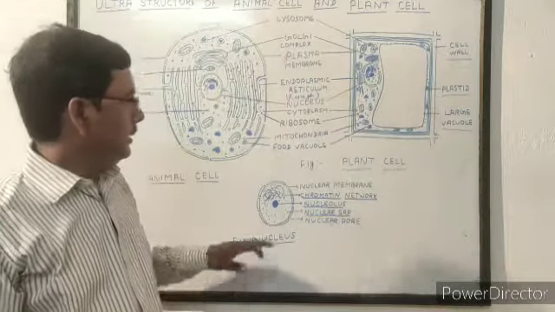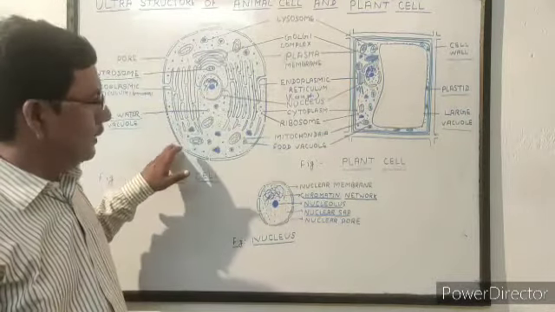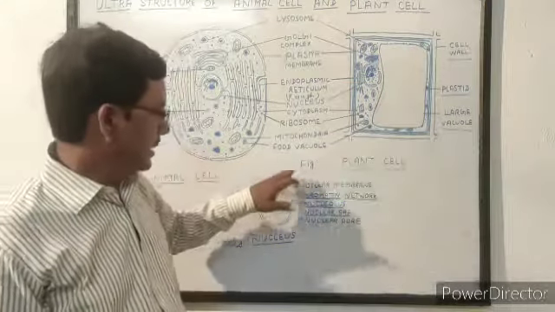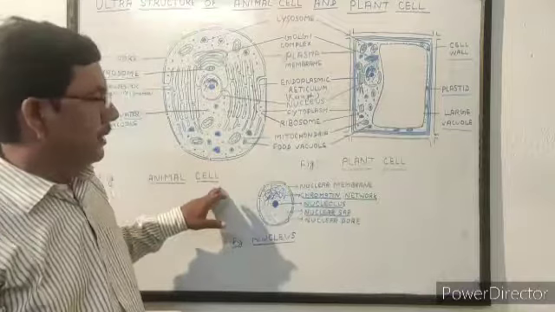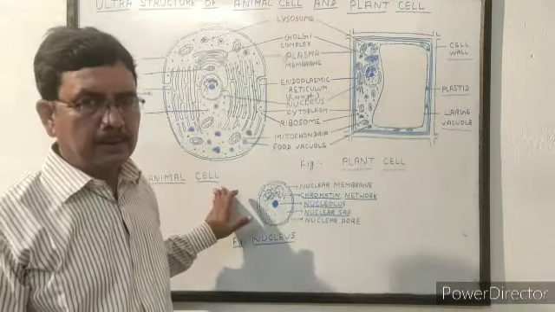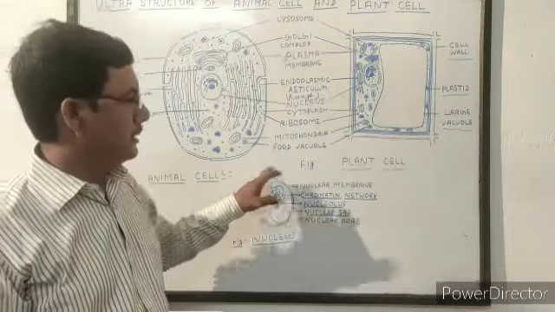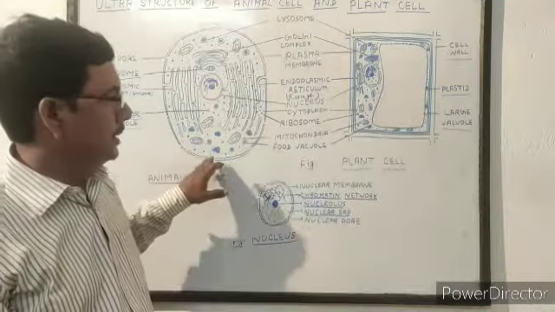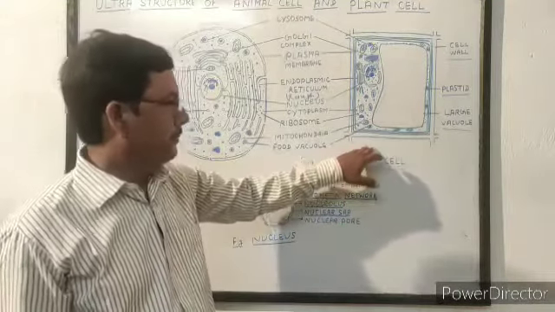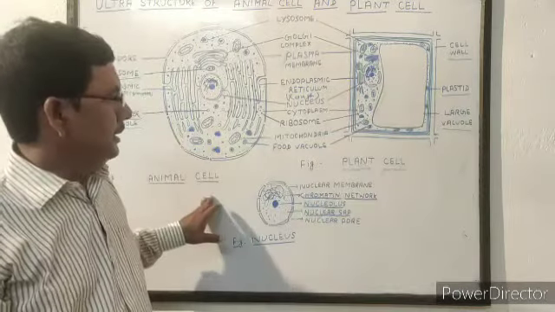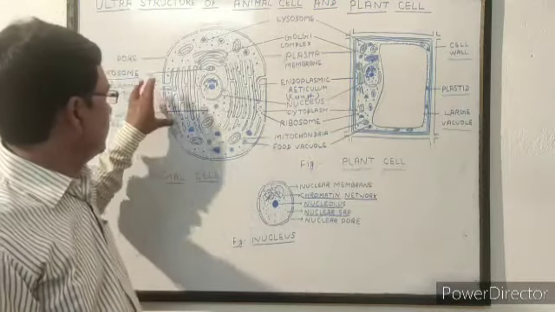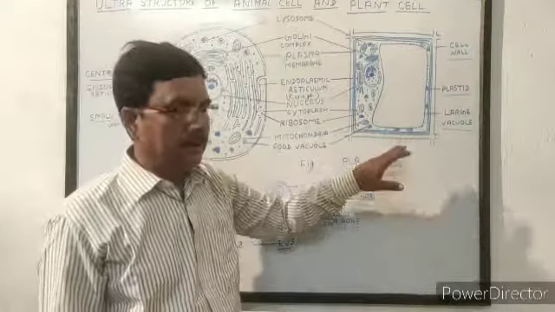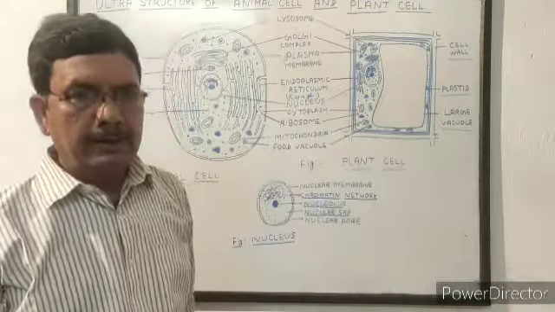So far we have studied the ultrastructure of animal cell and plant cell, the structure of nucleus, various cell organelles and cell inclusions present in plant cell and animal cell, and the basic differences between animal cell and plant cell. Now we will study the various cell organelles present in animal cell and plant cell in detail in the next class.